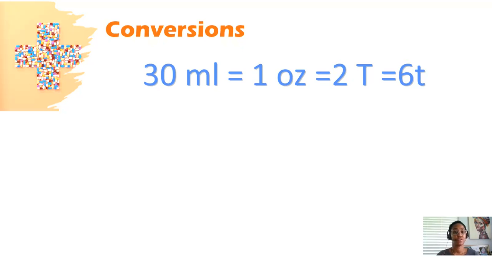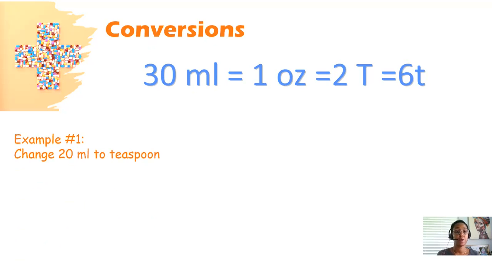30 mLs is to 1 ounce, is to 2 tablespoons, is to 6 teaspoons. Okay, so write this down, and I'll also have a supplement in the description box where you could have access to all of this. 30 mLs equals 1 ounce equals 2 tablespoons equals 6 teaspoons. Okay, so here's an example of how we could use that.